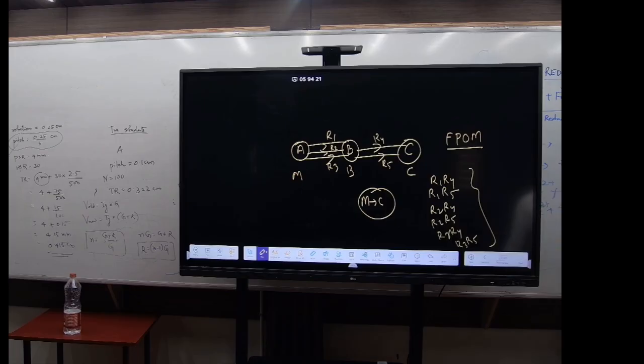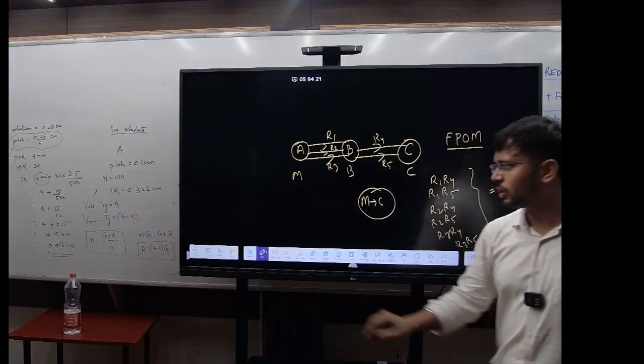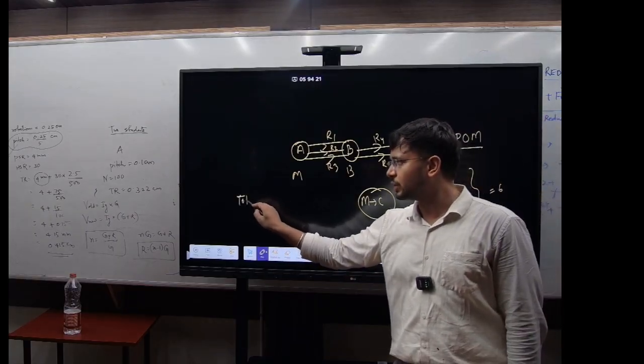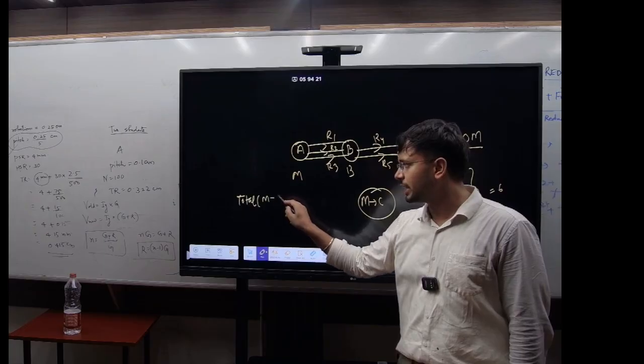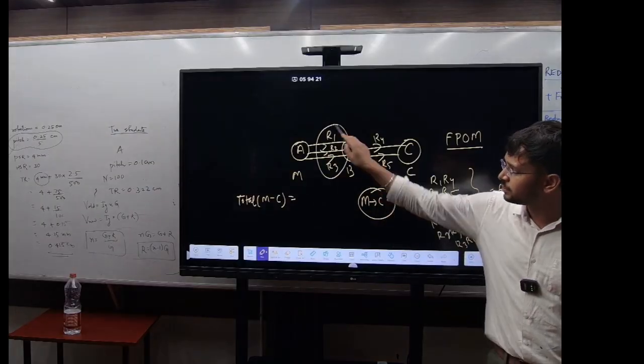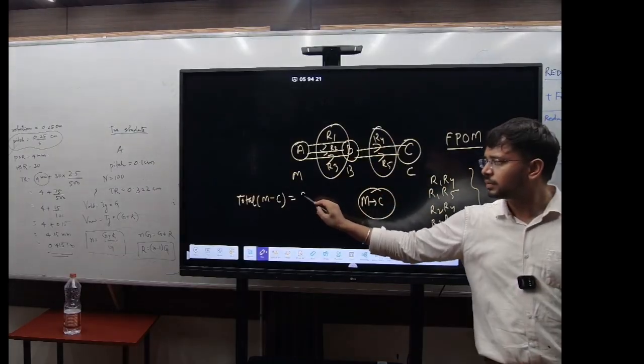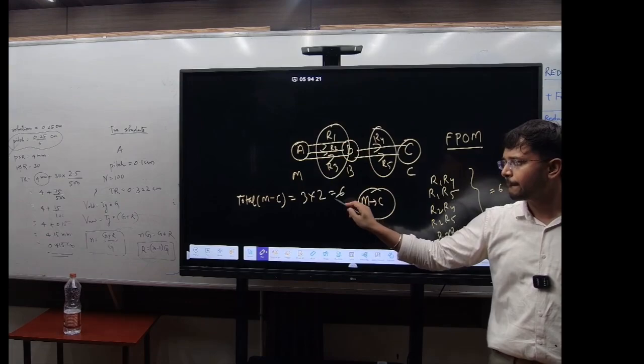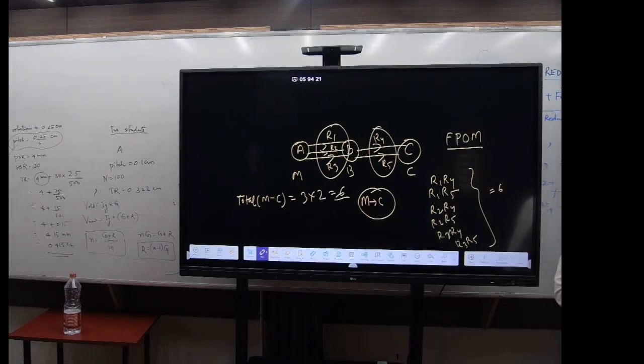Yes or no? Total how many is it? So you see, the total number of ways you can go from Mangalore to Chennai was how many? 6, which is nothing but the product of these 2. Yes or no? Total 6 came, this is nothing but the product of 2. This is called the fundamental principle of multiplication.